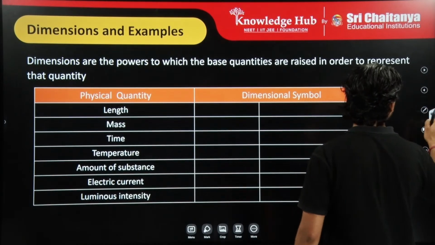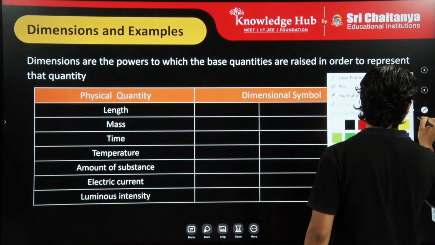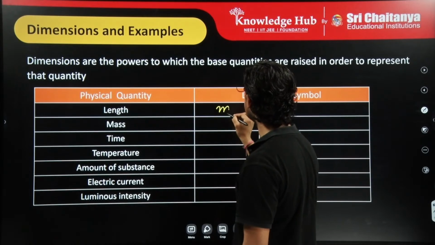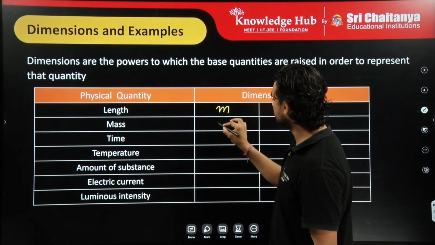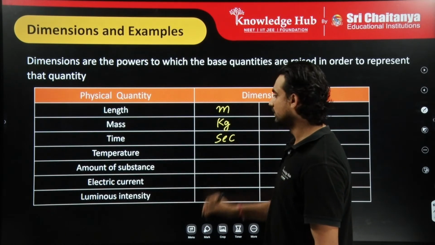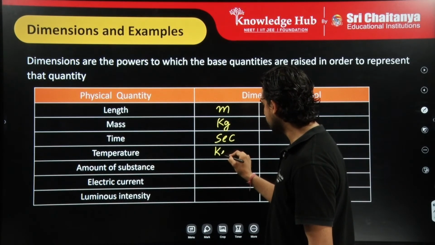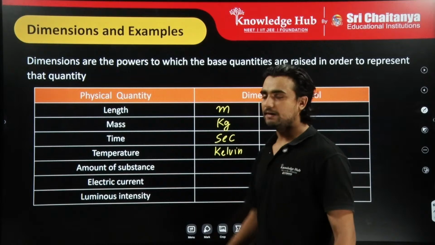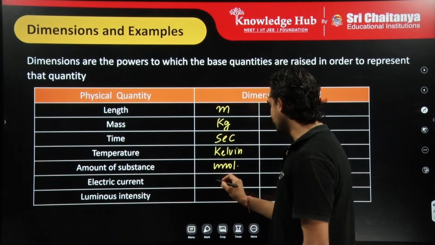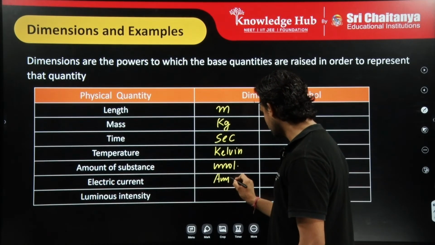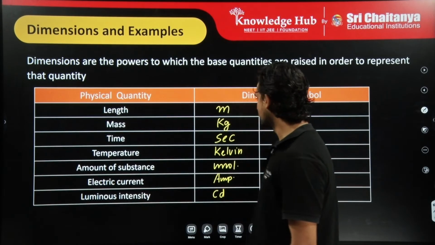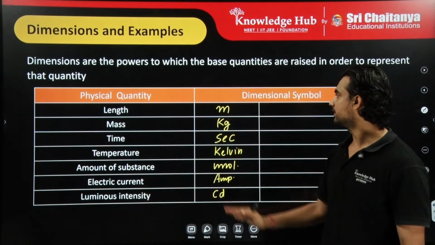If I want to write the units for the 7 fundamental quantities, what will I write? The unit for length is meters, mass is kgs, time is seconds. For temperature, I measure in Kelvin. Amount of substance is mole. Electric current is ampere. And luminous intensity is candela. So these were the units of my 7 fundamental quantities.